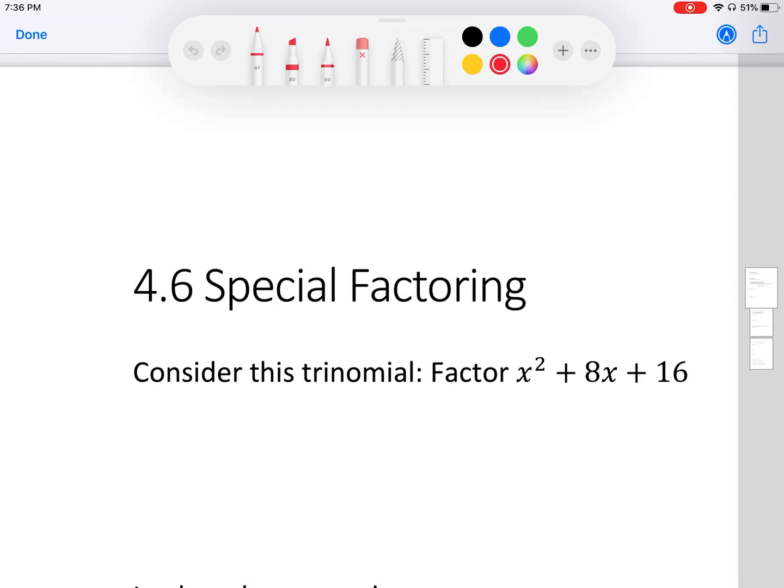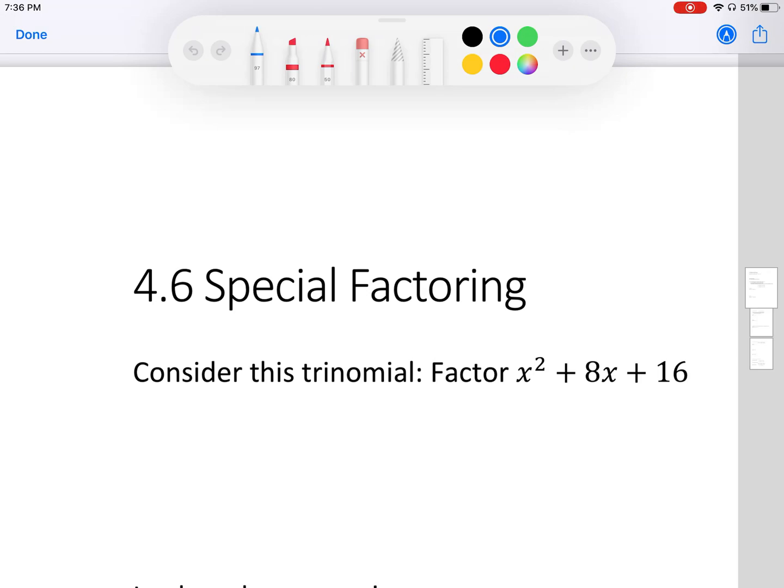Section 4.6, Special Factoring. To begin this section, let's start off with an example. Let's start off by factoring this trinomial, x squared plus 8x plus 16. Well, we learned this from our past section, right? I think that's section 4.4, where we worked with factoring trinomials.